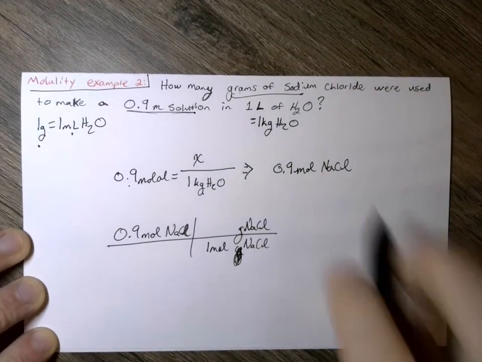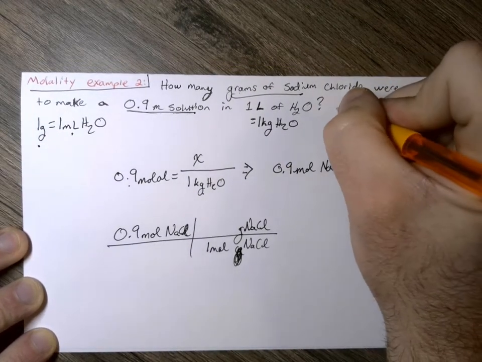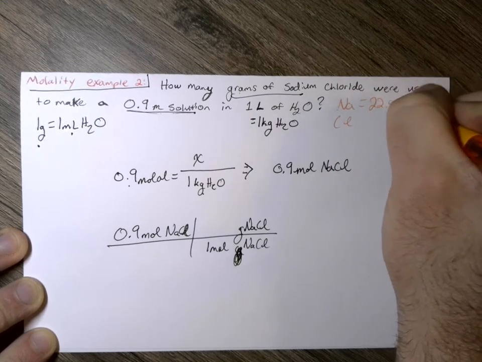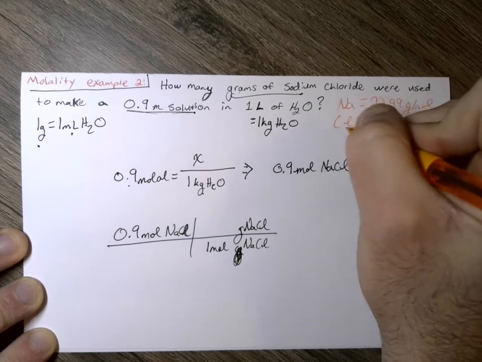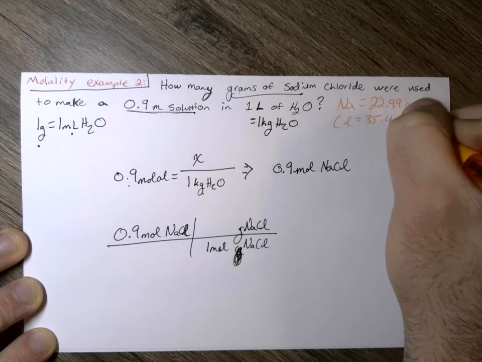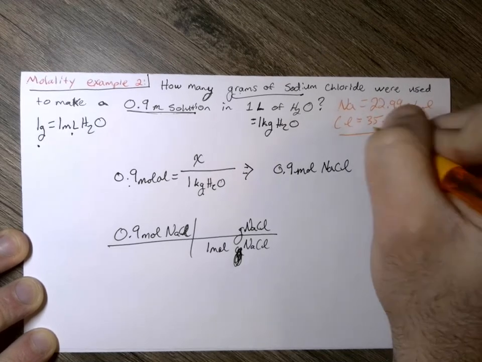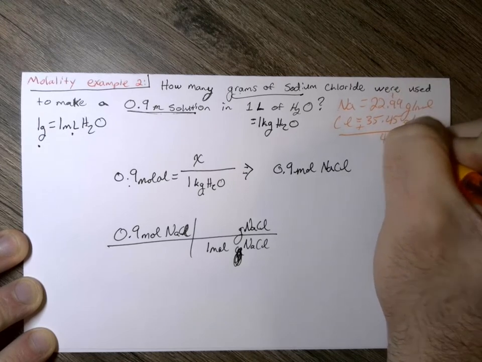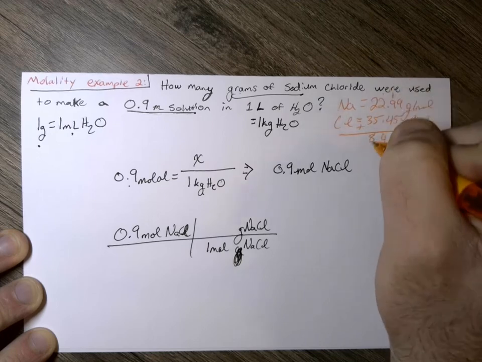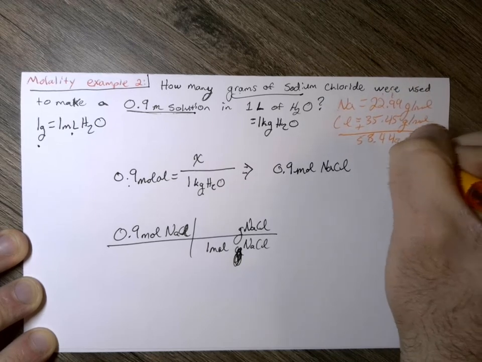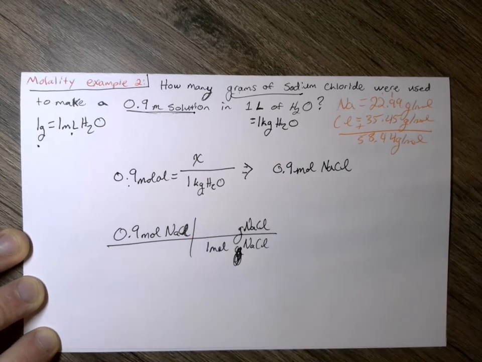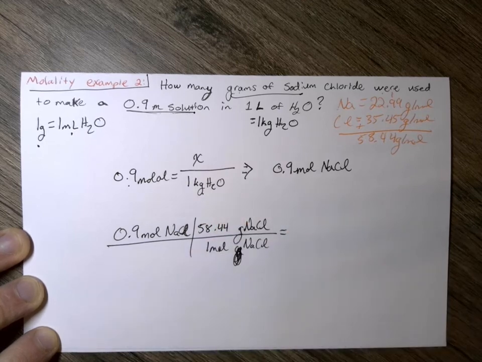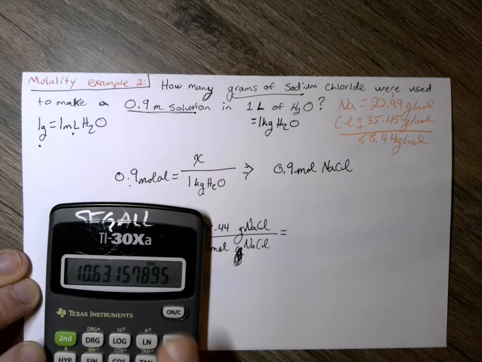Well, sodium's molar mass, NaCl. So Na's molar mass is 22.99 grams per mole, and chlorine's mass is 35.45 grams per mole. So I add those together. 5 plus 9 gives me 14, 5 plus 3 is 8, and 2 plus 3 is 5. So 58.44 grams per mole. So that's going to go down here, 58.44, and that is going to tell me how many grams of sodium chloride were used to make this solution.